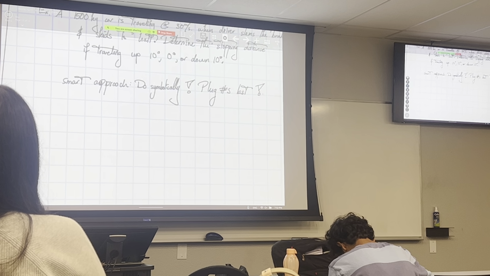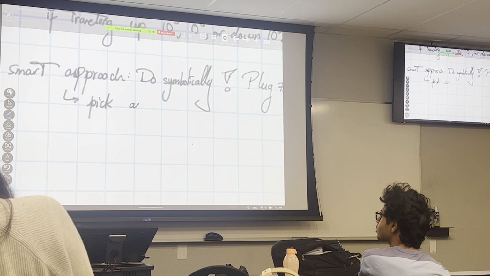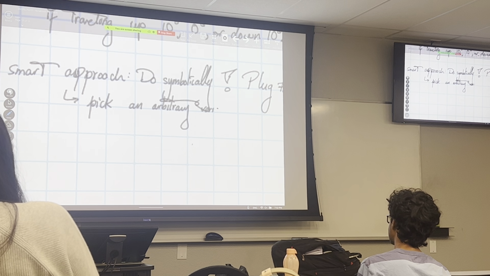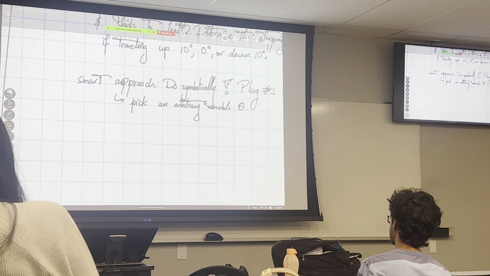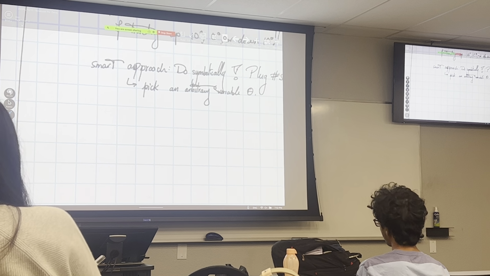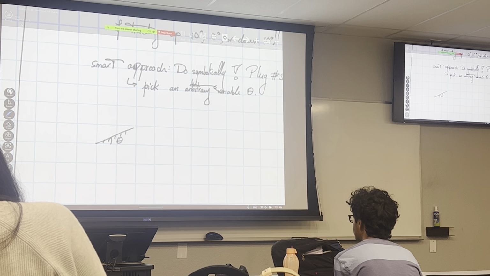So instead, this is why I'm trying to emphasize how important it is to solve everything with symbolic variables, and I want to go over that approach with you. Essentially, all you have to do is pick an arbitrary variable for theta. So you don't consider one of the easiest cases, you consider one of the more difficult scenarios where you can actually specify an angle theta.